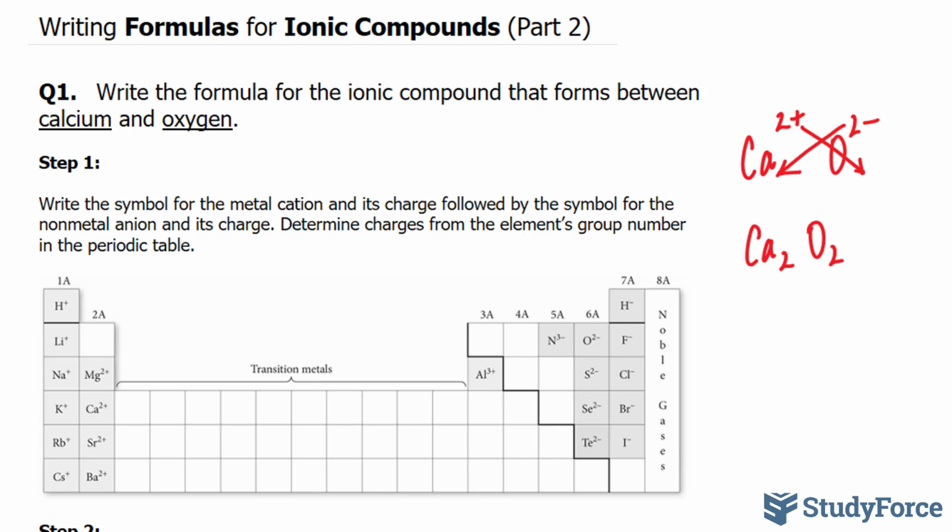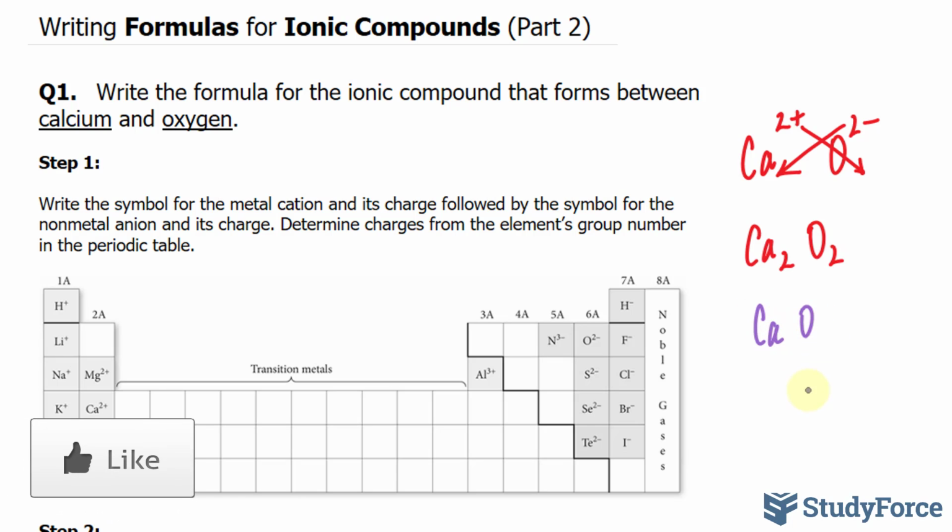Now, just like what we did when we changed the molecular formula to empirical formula, we have to reduce this as much as we can. Notice that there's a 2 in common with both of these elements. So we divide this by 2 and this by 2. That gives us calcium 1, oxygen 1.